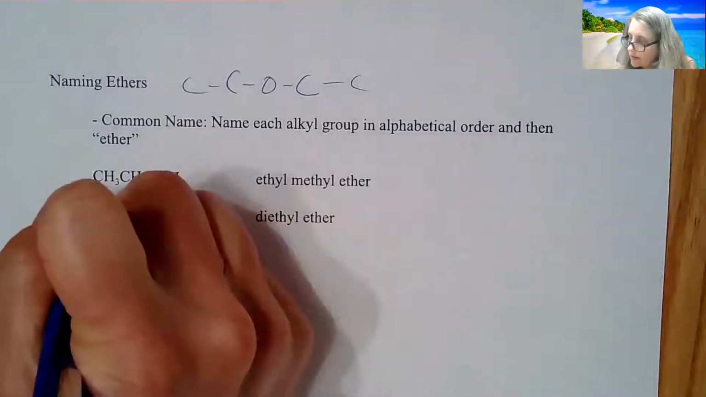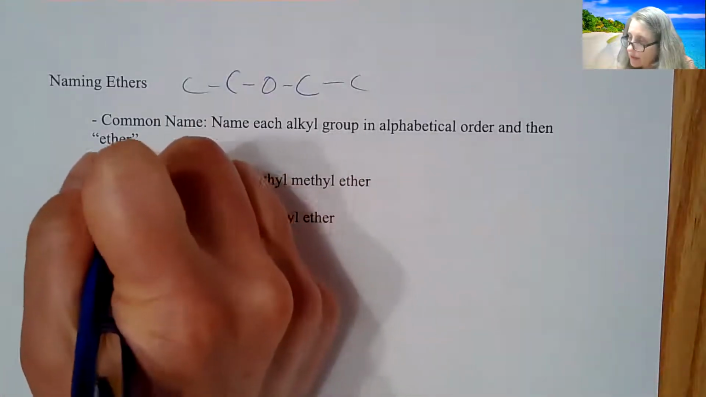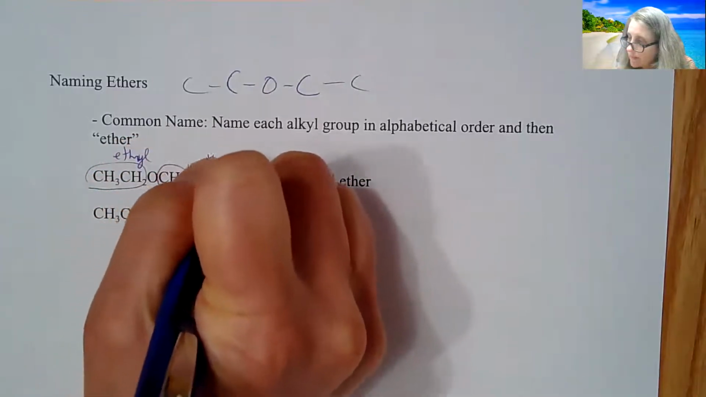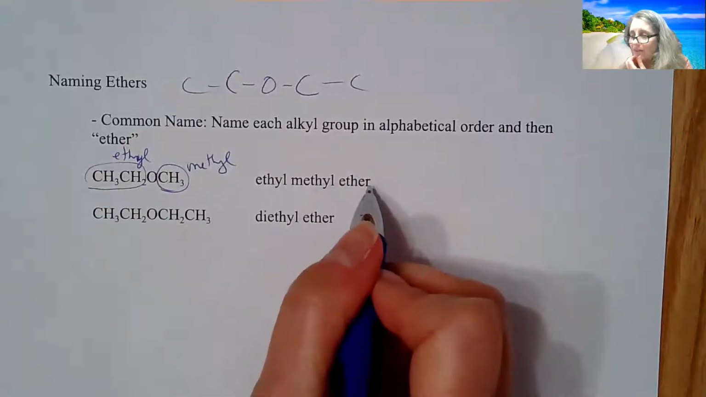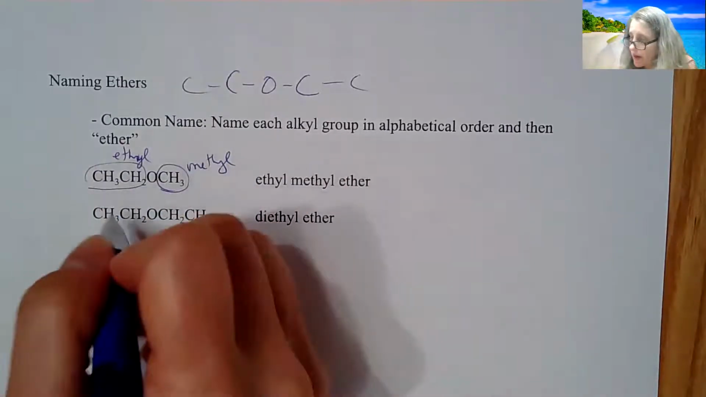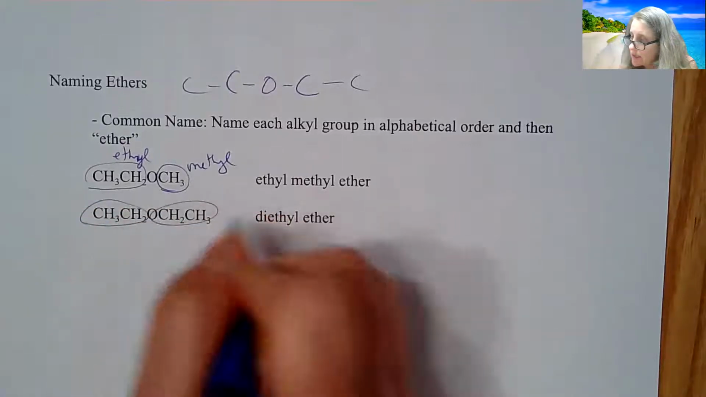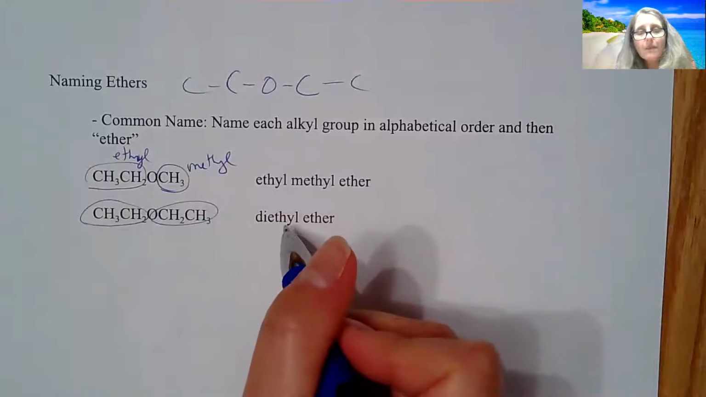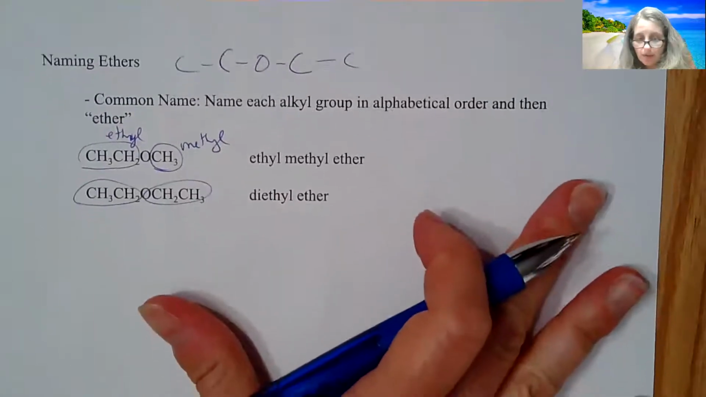So if we look here, this is my ethyl group, and this is my methyl. So you're going to call it ethyl methyl ether. Ethyl comes before methyl in the alphabet, so that is why you have it that way. Here versus here, I have diethyl ether because both of these are ethyl groups, so you do it that way.